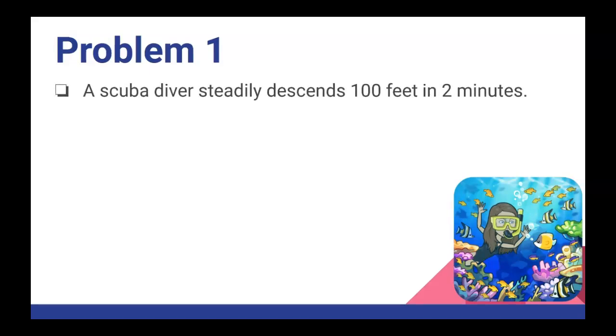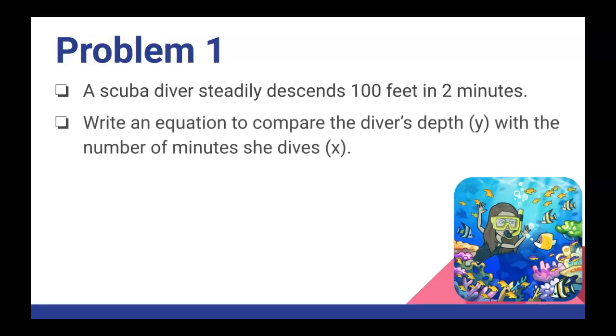If a scuba diver steadily descends 100 feet in 2 minutes, could you write an equation to compare the diver's depth, we'll call that y, with the number of minutes she dives? Okay, because the scuba diver is going at a steady pace and they're starting at 0, this is going to be a proportional relationship. So we want to find our constant of proportionality.